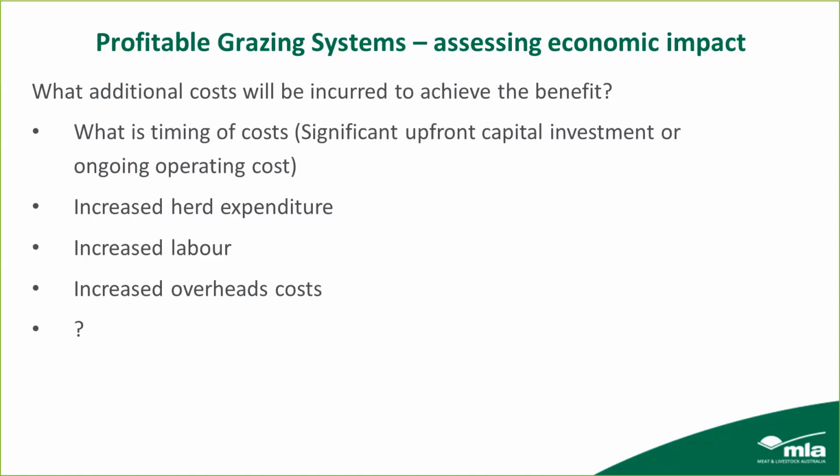Are we going to have increased herd expenditure, such as the animal health or supplementation example? Will we have increased labour requirements? Will we have increased overhead costs, or what else will it be? What costs will we incur to achieve it? Important to have that, and again, quantify it financially.